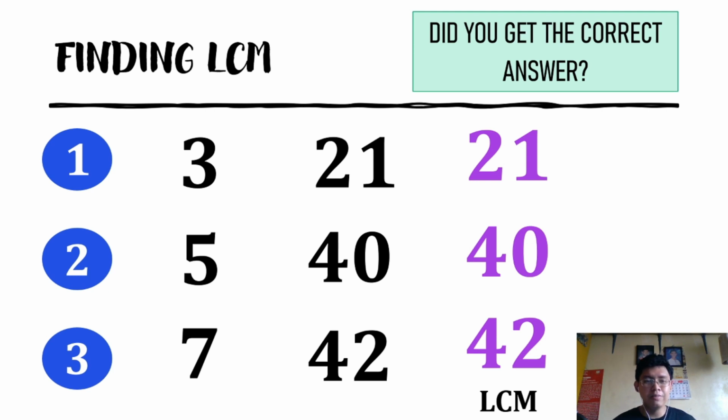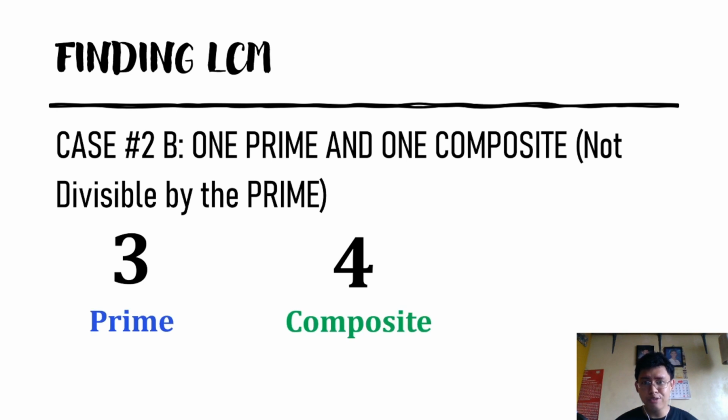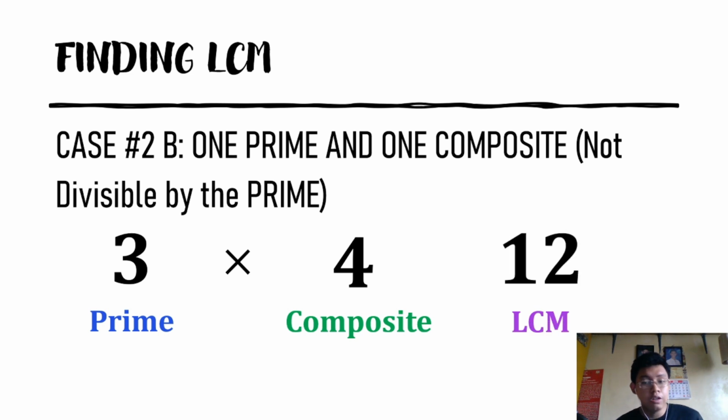Let's proceed to case 2B. Here, case number 2B, one prime and one composite, where the composite is not divisible by the prime. So let's have an example. 3 and 4. 3 is prime and 4 is composite. Now, 4 is not divisible by our prime, 3. So to get the least common multiple, we just need to multiply. Prime times composite will be our least common multiple, which is 12.